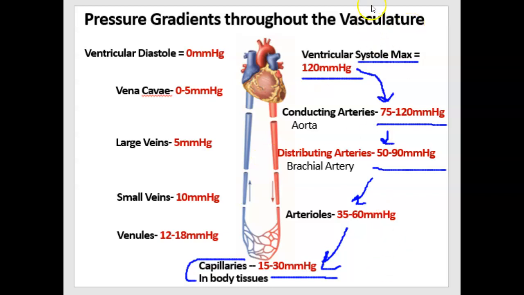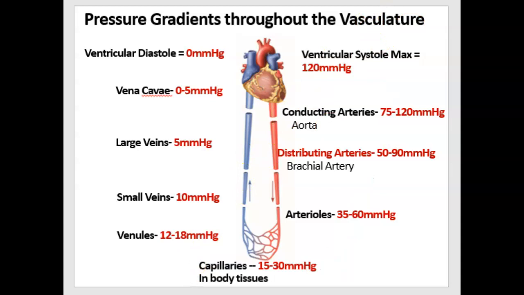Notice that blood moves towards the smallest veins, venules. Here are the venules, because the pressure gradient is still dropping. In the capillaries, blood exerts a pressure of 15 to 30, but in the venules, only 12 to 18. So, as it returns to the heart, we still see a drop in pressure.